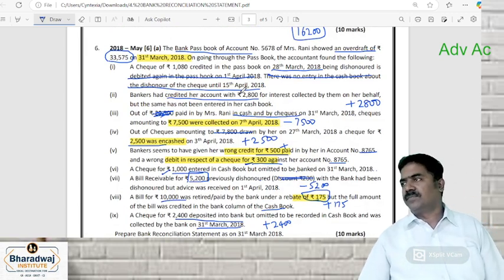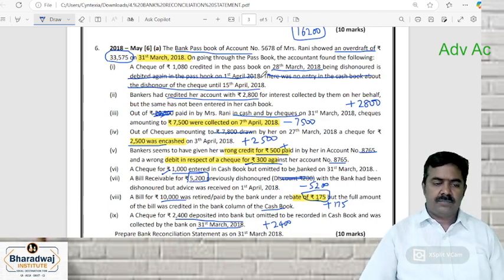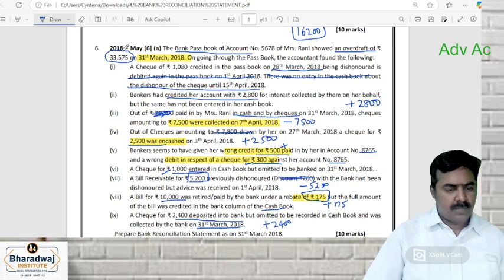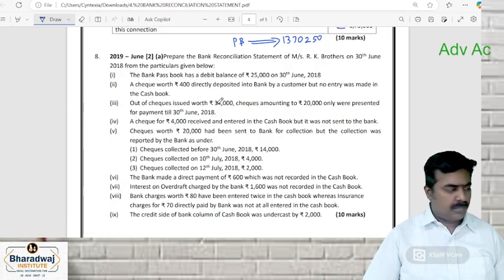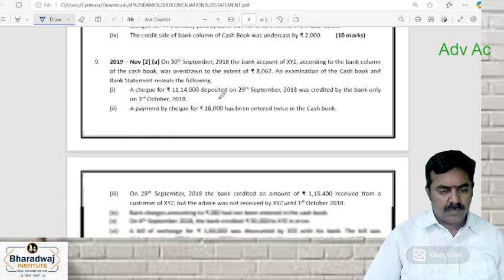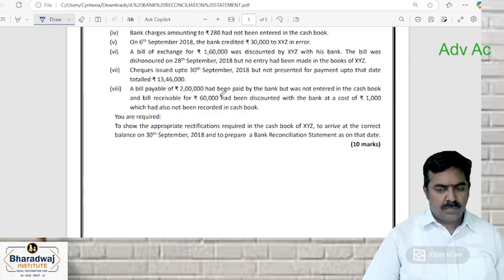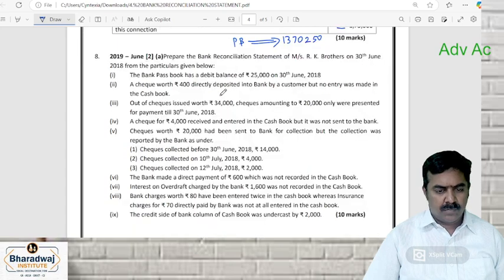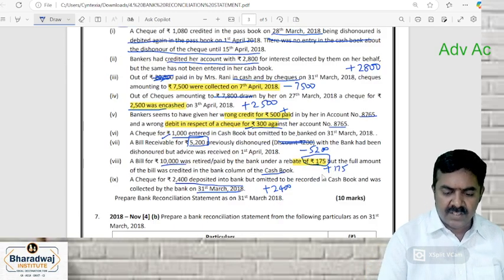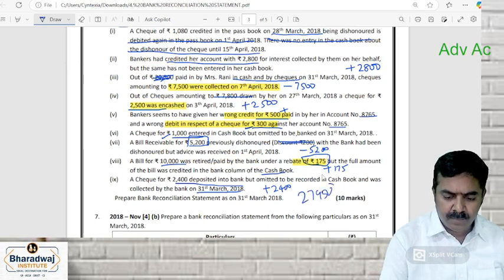This is for which question? Question number 6. What is the final answer? 27? 27.9.